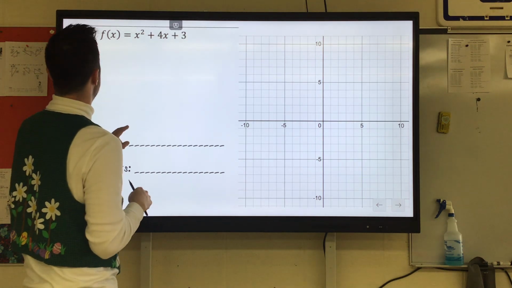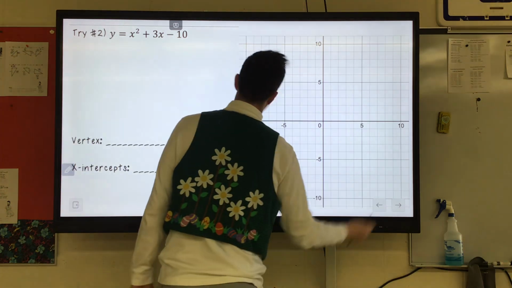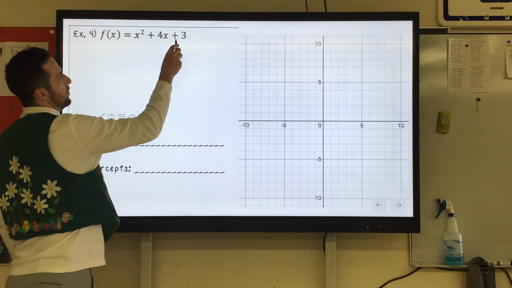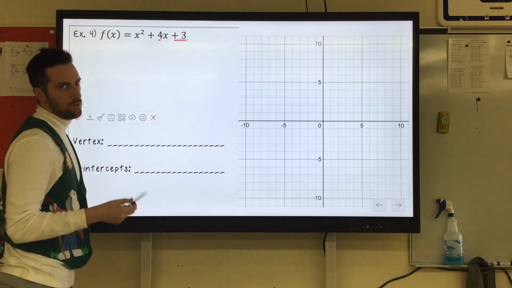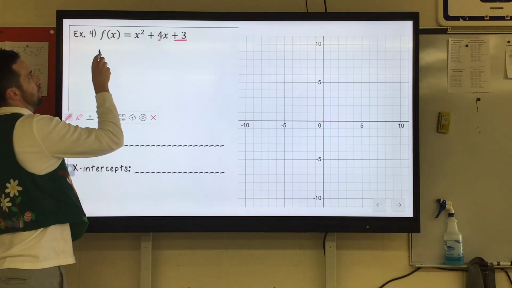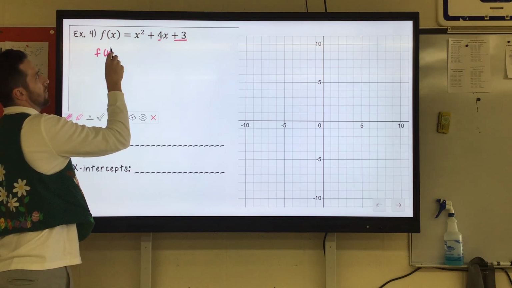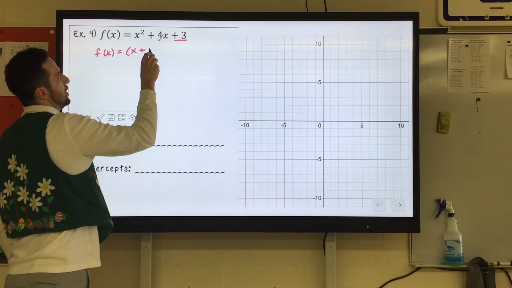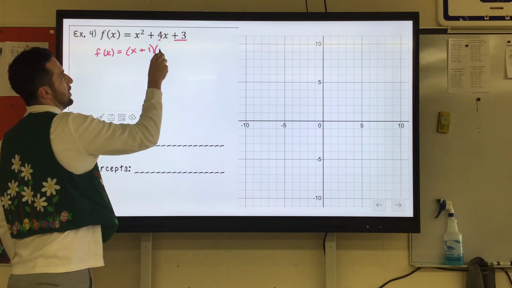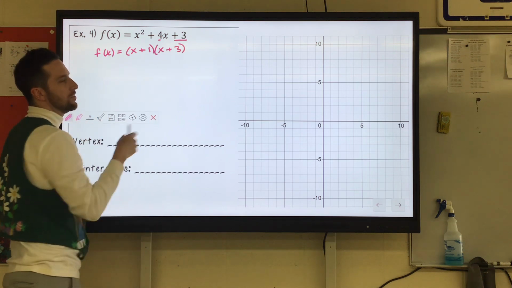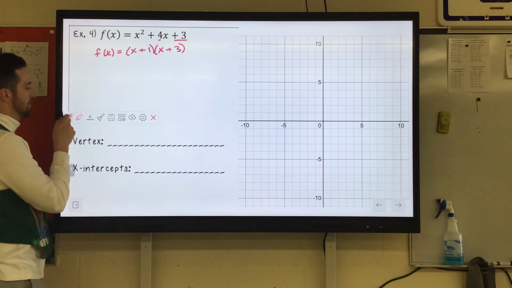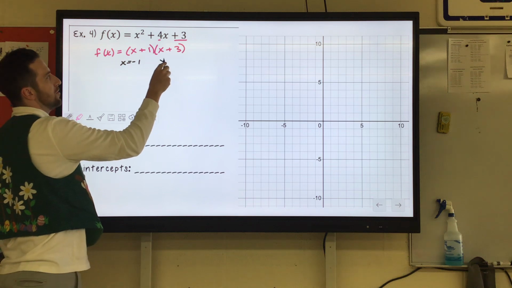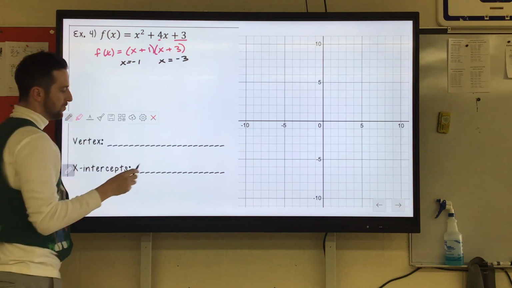Oh my gosh, we have to factor this one, and then you're going to try. So now I have to think, oh dear, what factors of 3 add up to 4? 1 and 3. So we'd have f of x equals x plus 1. Come on. There we go. Times x plus 3. Remember, the zeros are going to come out looking the opposite. So x plus 1, we're going to have x equals negative 1. X plus 3, we're going to get negative 3. So those are our two zeros.